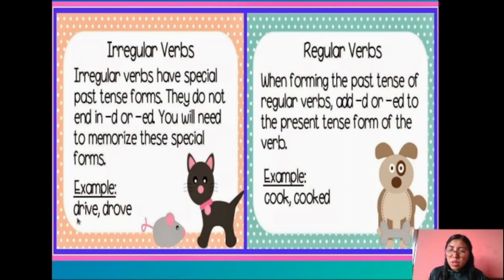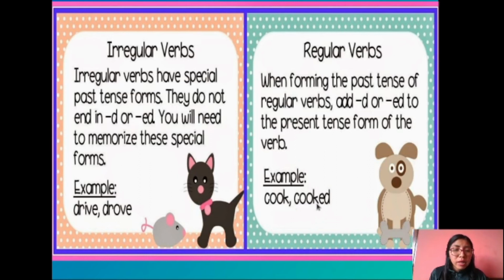For example, drive is the base form, drove is the past form, okay? So we have to memorize in order to know the different forms of the verb, okay? Regular verbs. When forming the past tense of regular verbs, add D or ED to the present tense form of the verb. It means in order to know the past form and the past participle form of the verb, you only have to add ED or D, depends of the verb.